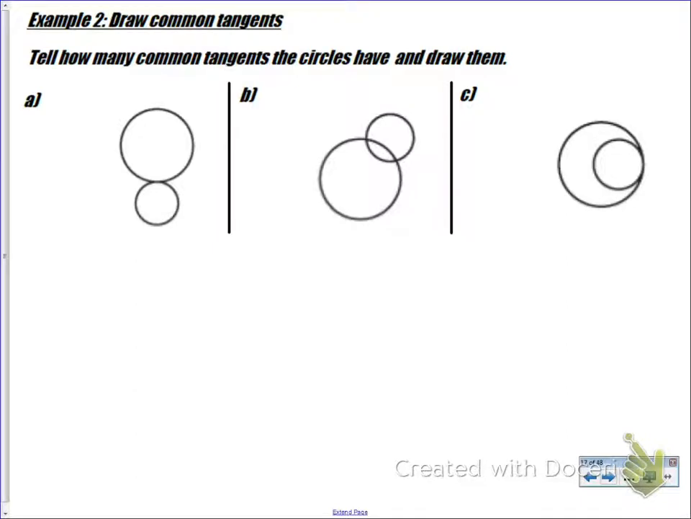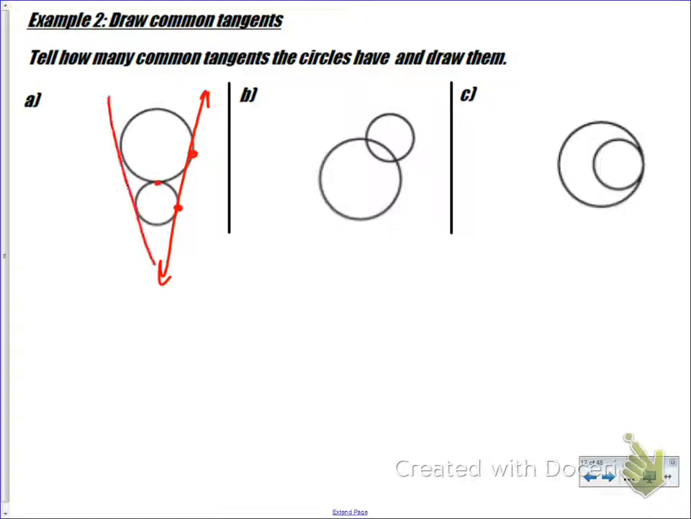In example 2, we're going to explore what we call common tangents. So I have 2 circles. I want to know how many lines I can draw that will be tangent to both circles. Now the first example that we have here, these circles are actually tangent to each other, meaning they have 1 point of intersection right here. So we can draw one line that goes on the right side of the circles like this. It's tangent right here and tangent right there, so there's 1 common tangent.